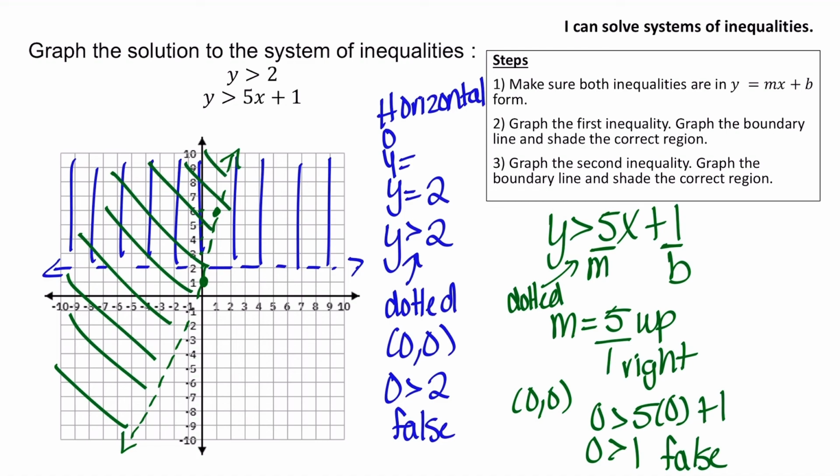And now you can see the area where the shading overlaps is in this upper left-hand corner, which is this region right here. So this is the region that contains all the solutions to my system of inequalities, everything up in this corner.